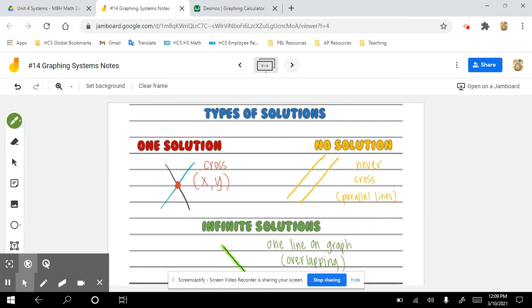So let's summarize what we just learned. We learned that there are 3 types of solutions. One solution is where two lines will cross or intersect. If I have no solutions, it means my two lines will never cross each other when I graph them, or we call those parallel lines. If our two lines literally overlap each other, one line on top of the other, then we call this an infinite number of solutions, since one line literally crosses and touches the other line completely the entire length of the line. So now it's time to practice.